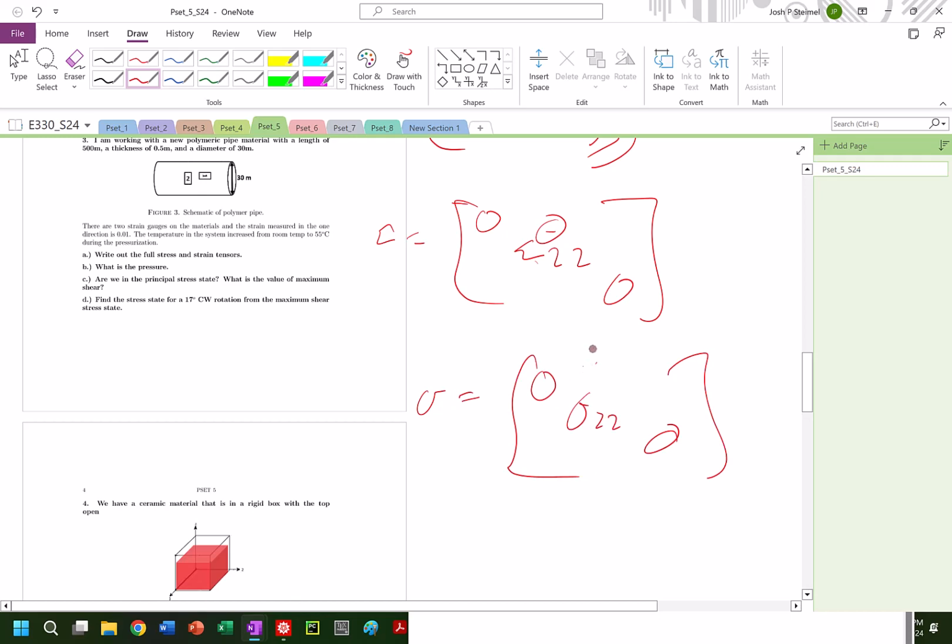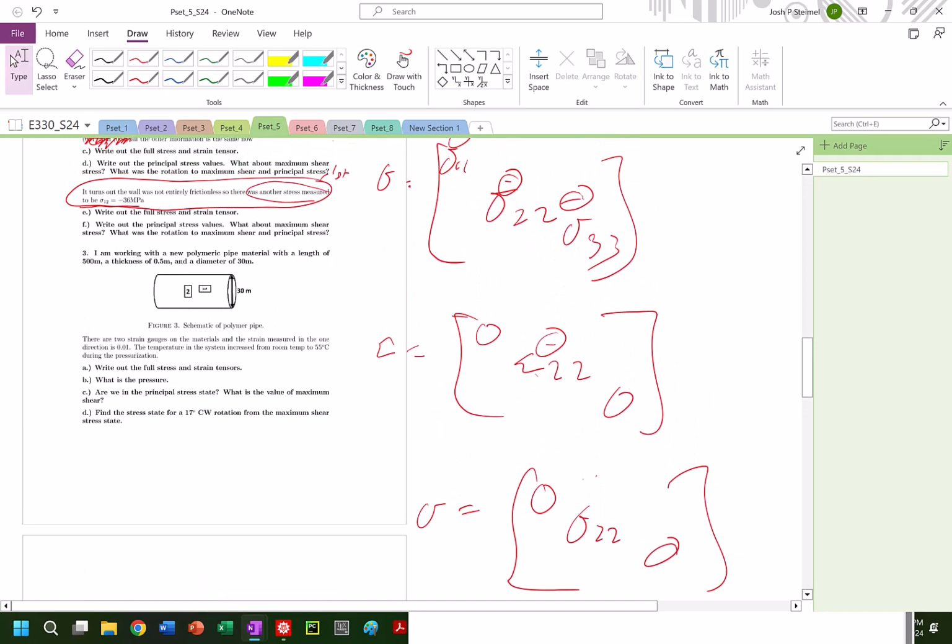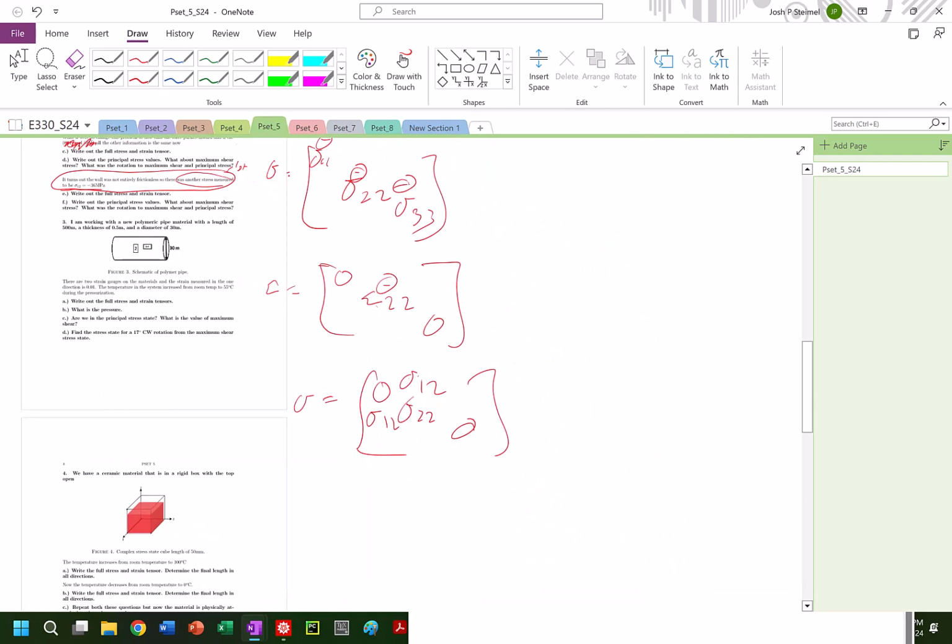Now we have a stress in the 1, 2. And we also have now a strain tensor that's going to look like there's going to be a strain in the 1, 1, a strain in the 3, 3, a strain in the 2, 2. There's also going to be a strain in the 1, 2, and a strain in the 1, 2 here. So we need to solve these problems.